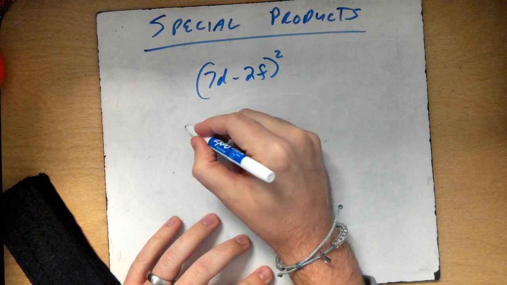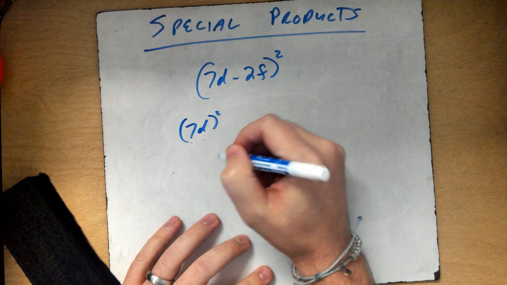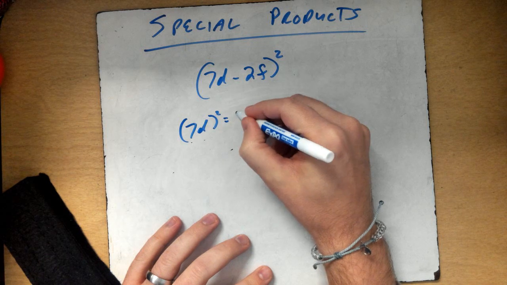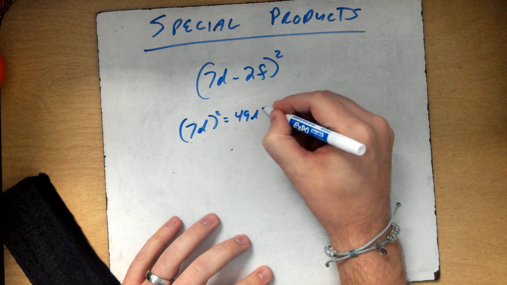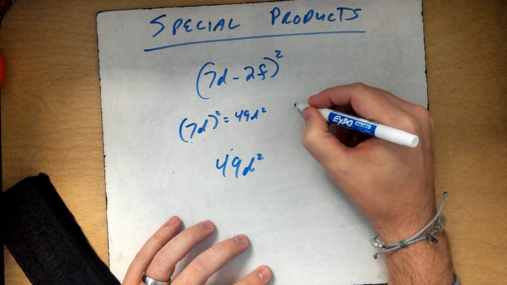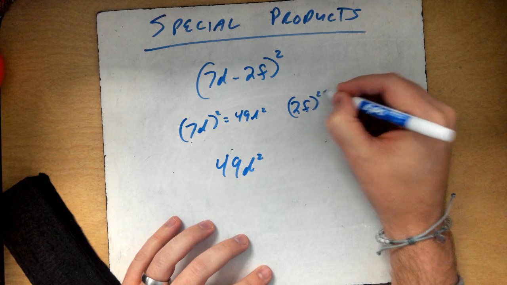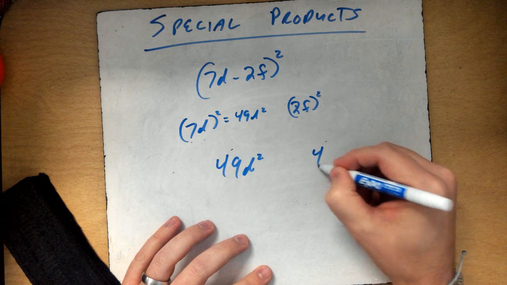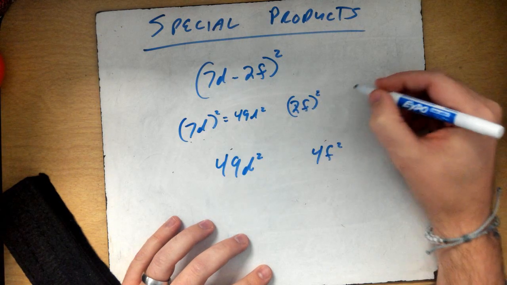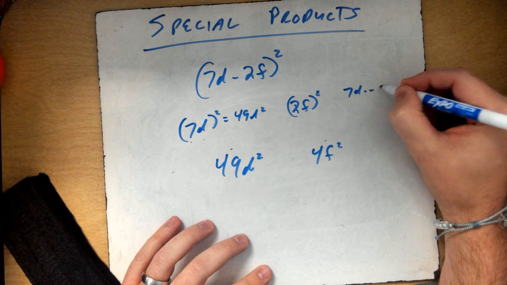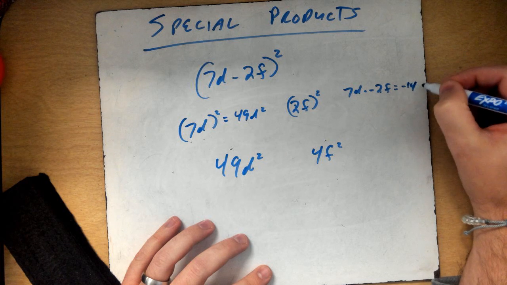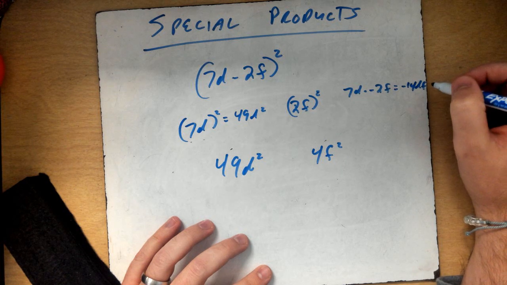Okay, square the first. 7d squared equals 7 squared is 49, d squared is d squared, so 49d squared. Last one, 2f squared, so 2 squared is 4, f squared is f squared. Now multiply your middle ones, so 7d times negative 2f equals 7 times negative 2, negative 14, and then the d and the f stay.